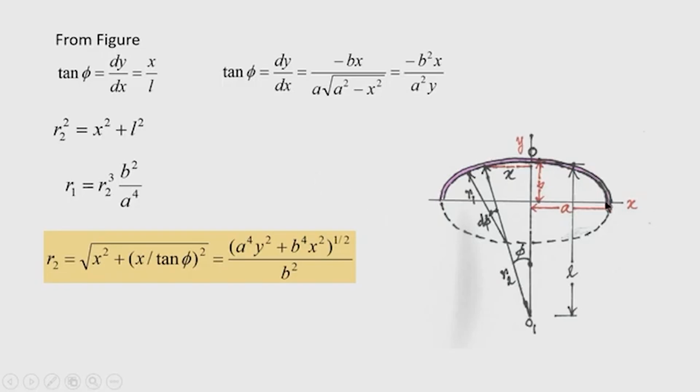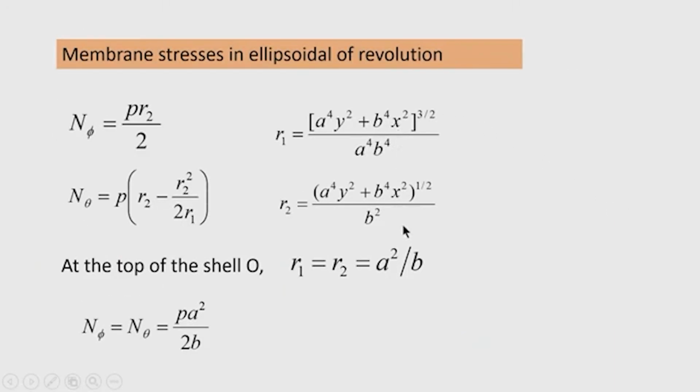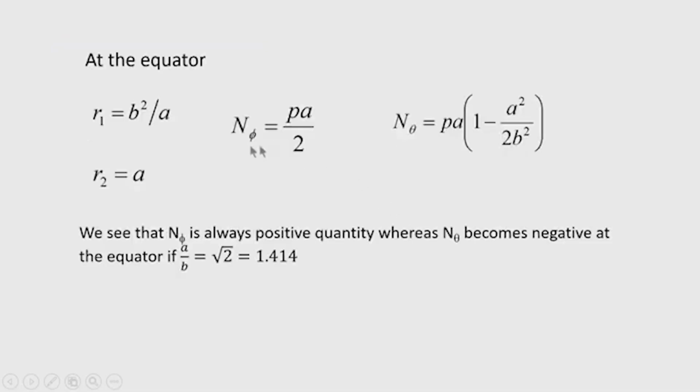So, at this point x is a and y is b, y is 0. So, y is 0 here and x coordinate is a. So, substituting this in the expression for r 1 and r 2, we can find at the equator r 1 equal to b square by a and r 2 equal to a. So, therefore, n phi becomes p a by 2 and n theta becomes p a into 1 minus a square by 2 b square.